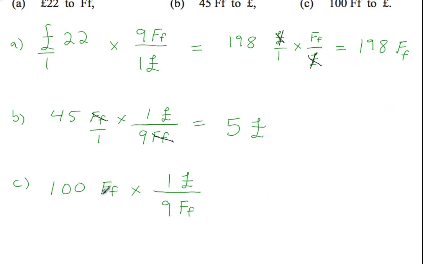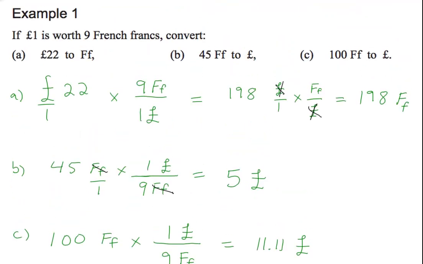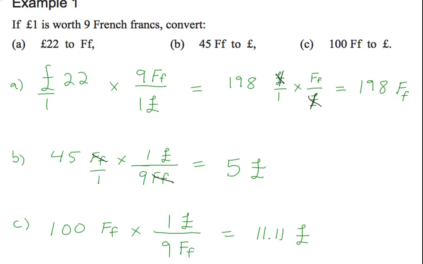1 pound is equal to 9 French francs. So here we have 100 French francs times 1 divided by 9. And that's equal to 11.11. The French francs cancel and we're left with pounds. So 100 French francs is equal to 11.11 pounds with this conversion ratio here, 1 pound to 9 French francs.